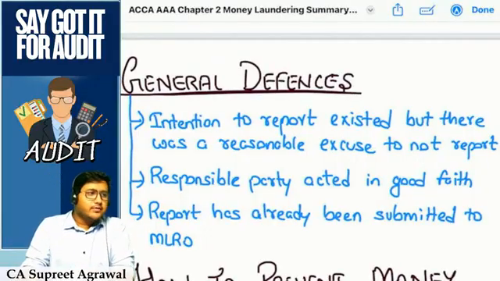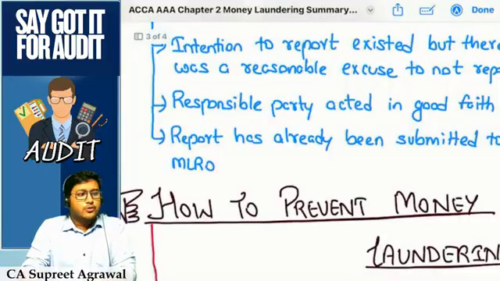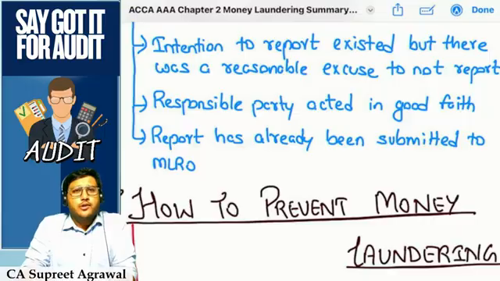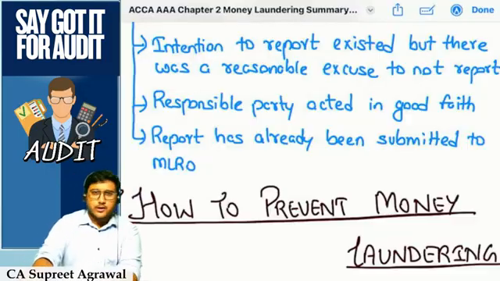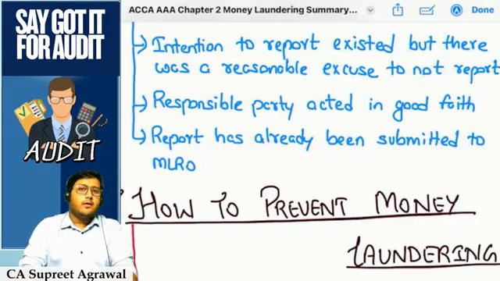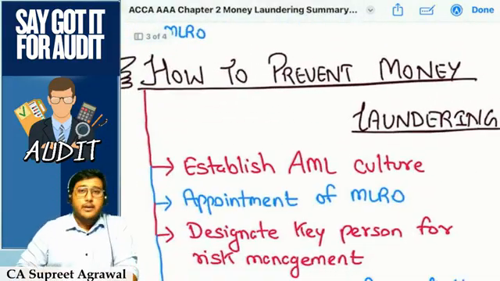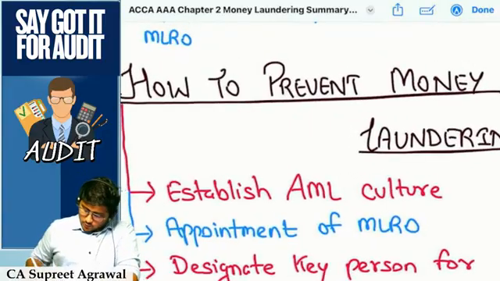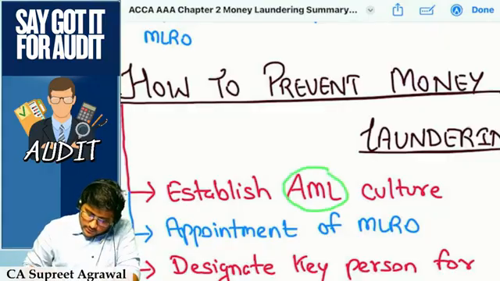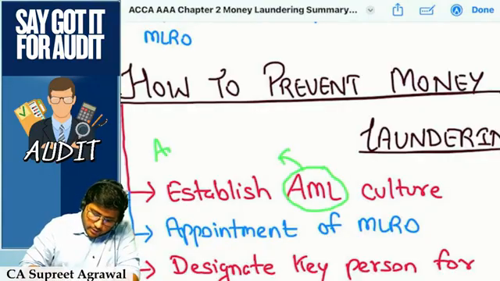See, whenever there's any discussion around how do we prevent non-compliance of any laws, how do we prevent activities that happen with malicious intentions, there's always one recommendation which is given internationally, that is, you set up a committee and give powers, authorities, and responsibilities to that committee. Similarly here also, what you can do is establish an AML culture. What is this AML? Anti money laundering.